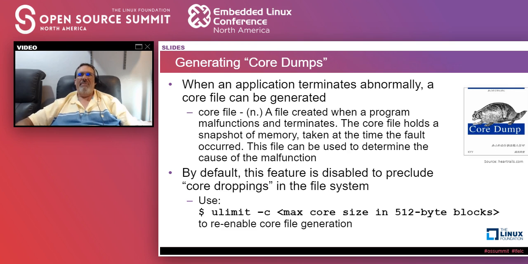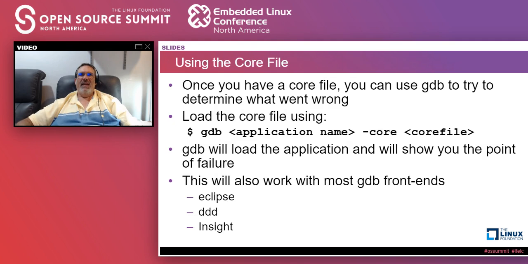We can turn the core dump back on, and then when we encounter an application that terminates, it will turn around and dump the core. I will then be able to use GDB to load the application and the core file back into memory, and it will show me exactly where the application terminated, and I will see the reason that it terminated, and all of the memory and the register sets that were associated with the application at the time of termination will then be visible to me.